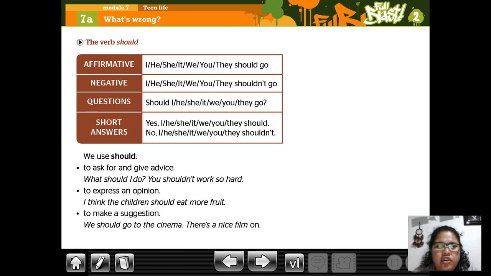Con todos los sujetos o los pronombres personales, el modal should va igual. No se le agrega ni una S nunca. No se le agrega ed, no se le agrega nada. Es solamente un modal y un modal siempre va igual todo el tiempo. Should, shouldn't, aunque sea en tercera persona.